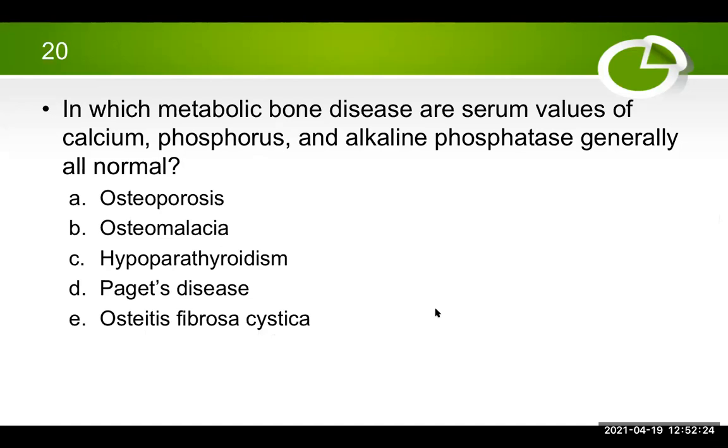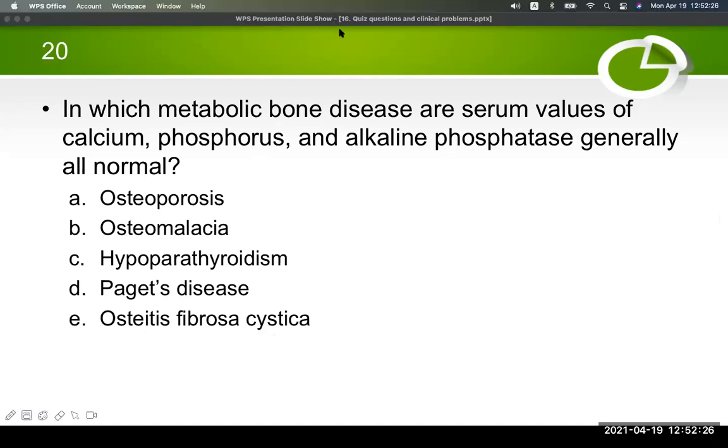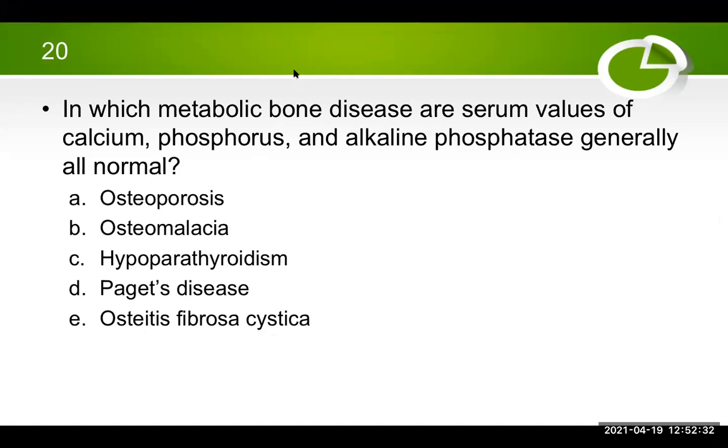Okay. Now, option A, osteoporosis. What is osteoporosis, by the way? Sir, it is a senile process in which the bone becomes weaker in old age. Okay. One of the causes is senile osteoporosis. You're right. And usually there is no problem in calcium, phosphorus, and other minerals there. Yes, sir. That is a good explanation.